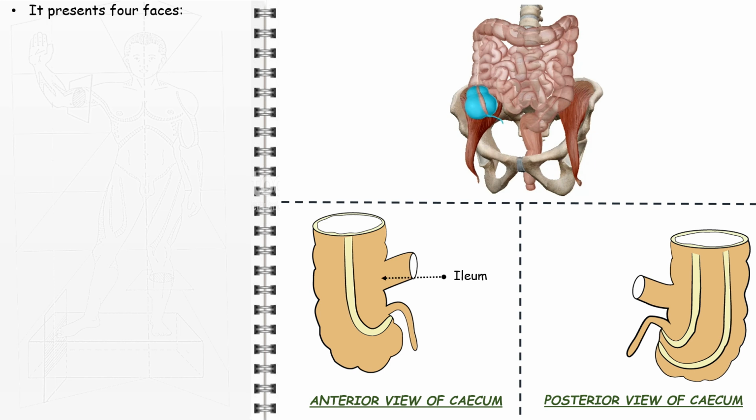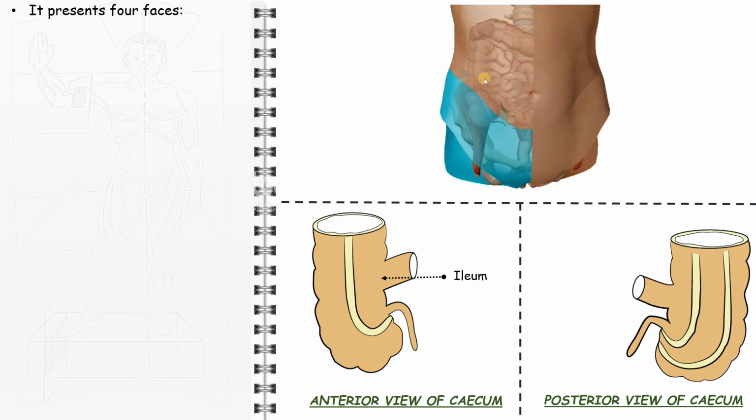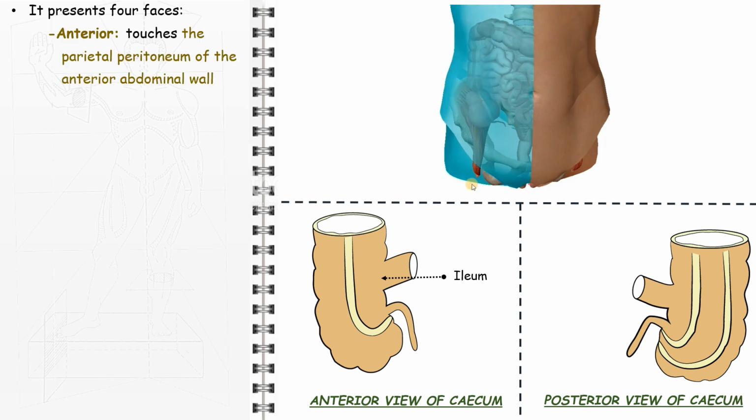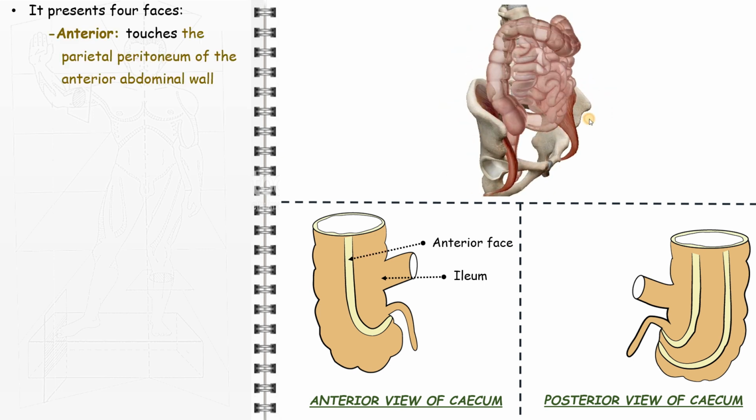The anterior face touches the parietal peritoneum of the anterior abdominal wall. The posterior face lies on the iliac muscle.